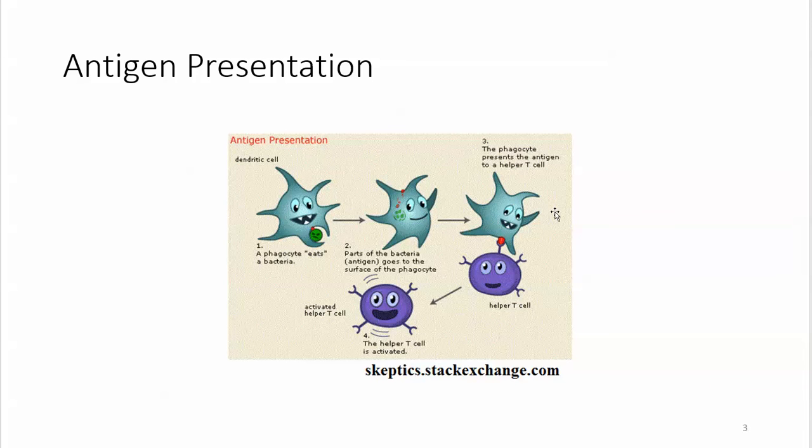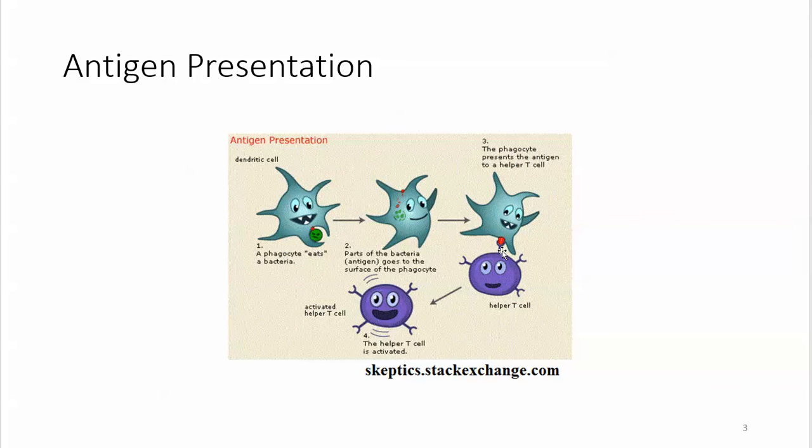Now, y'all have heard of the MHC, the major histocompatibility complex. In this case right here, this is for a T helper cell. So you need an MHC class 2 on here. And so what happens is the phagocyte eats the bacteria, the antigen goes to the surface, and it presents it to a T helper cell. So the red part is the antigen, and then this little guy right here is the TCR, the T cell receptor. Okay, you got to have one.